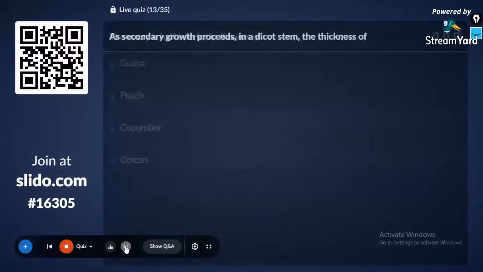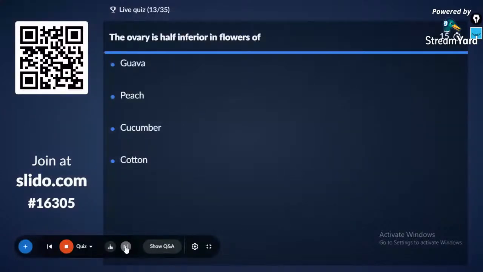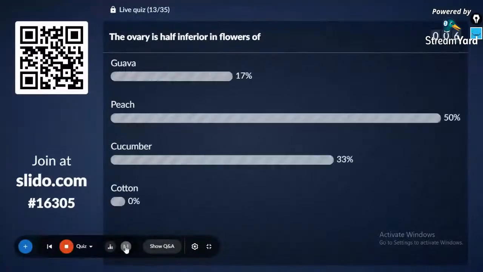The ovary is half inferior in the flowers of guava, peach, cucumber, cotton. Guys, again, I am reminding you, tomorrow I'll be coming with a 20 days revision strategy for NEET 2020. Yes, it is peach. The ovary is half inferior in the flowers of peach. 14th question on your screen.